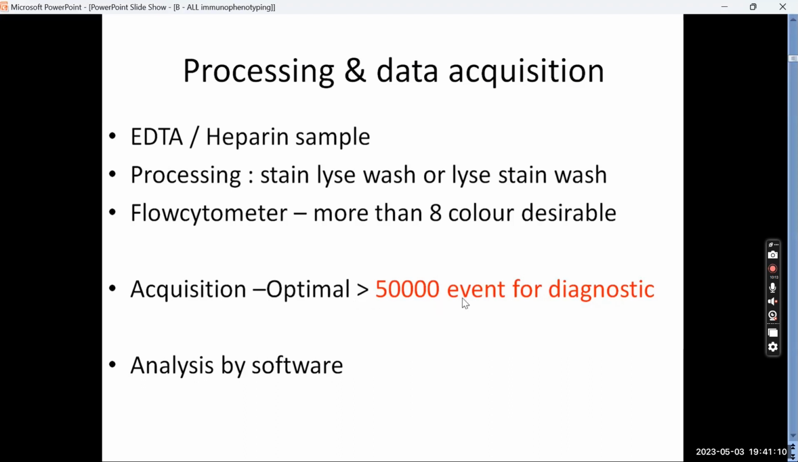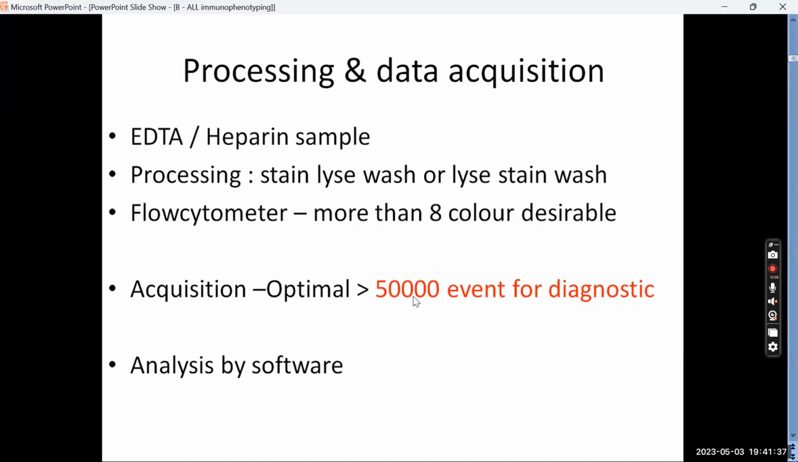So you have to acquire around 50,000 events or more than that. I would say 1 lakh is the optimal or the sufficient one for a diagnostic flow cytometry. So I'm discussing here about diagnostic, that is a patient presenting with leukemia where you find blast by morphology, first time. Then you can acquire around 50,000 or 1 lakh events or 1 lakh cells for diagnostic phenotyping.